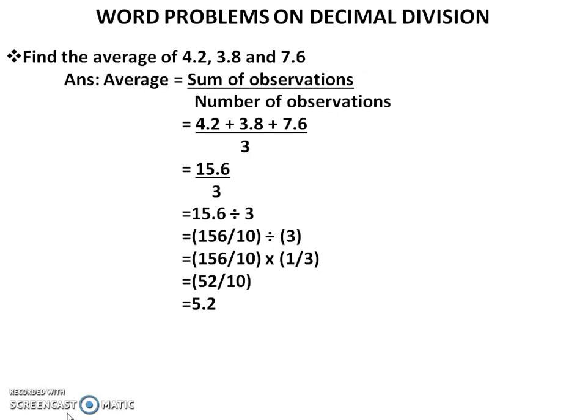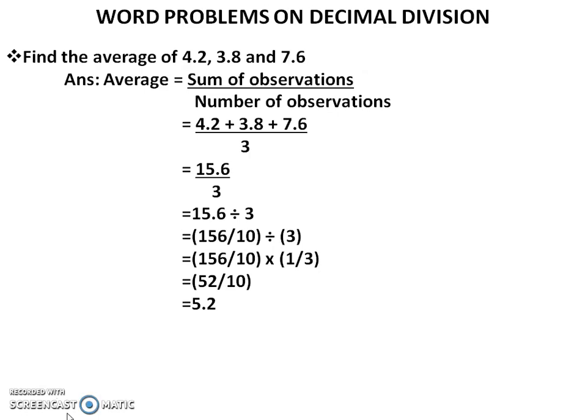How many terms are given to you? 4.2 first number, 3.8 second number, 7.6 third number. So how many observations are there? 3 observations are there. So 4.2 plus 3.8 plus 7.6 by 3. You will get 15.6 as the numerator and 3 as the denominator. So 15.6 I can write it as 156 by 10 divided by 3. 156 divided by 10 into 1 by 3.